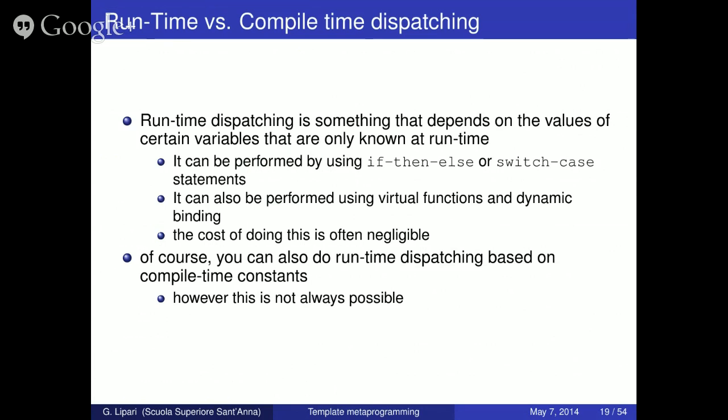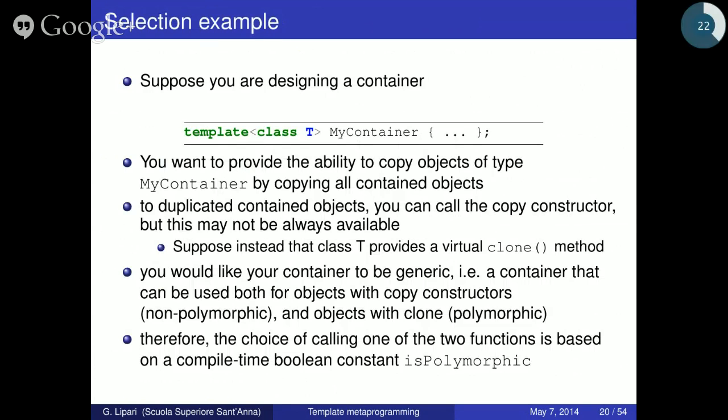However, this is not always possible, and let's see an example. Suppose you are designing a container, and your container is going to be a template, because you want the container to contain everything. You want to contain integers, but also very complex types, but also pointers.